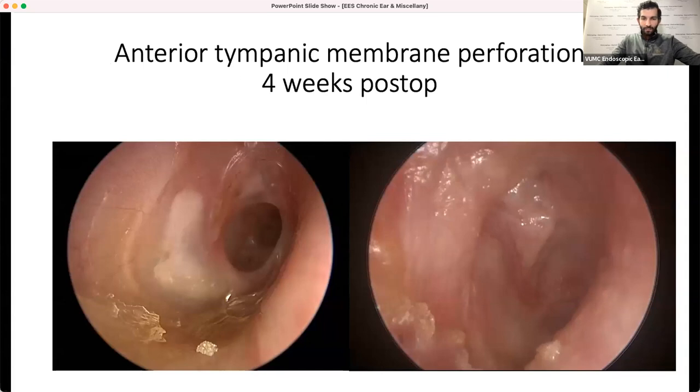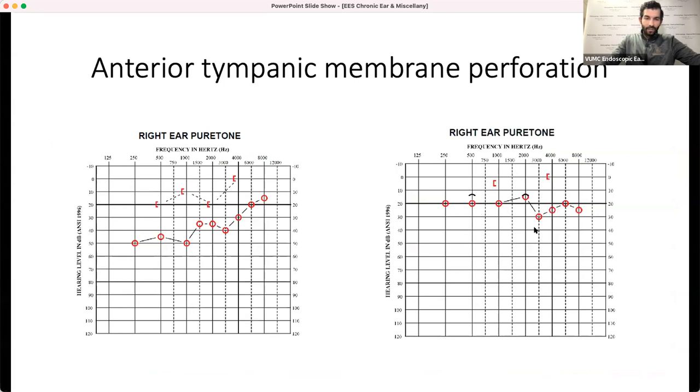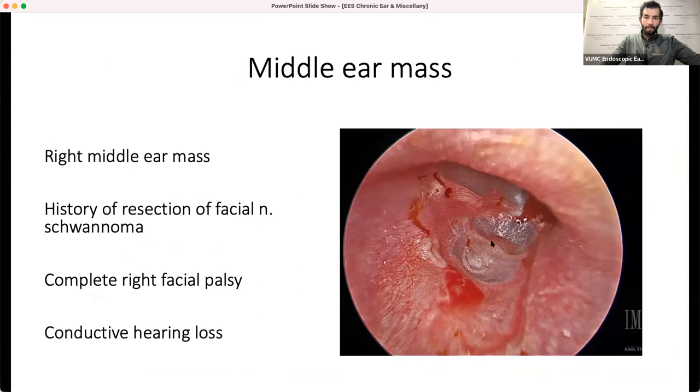This was a pre-op and post-op, and this was just four weeks post-op. You can still see the tight adherence between the drum and the malleus here. And that was her outcome. Not a perfect outcome, but a definite improvement in her thresholds.